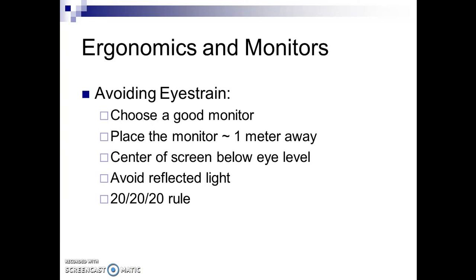So speaking of eyesight, let's talk a little bit about ergonomics before we finish up. In order to avoid eye strain, it's a good idea to choose a good monitor. Make sure to place the monitor around 1 meter away from your face. Keep the center of the screen a little bit below the eye level, and try to arrange curtains and such so that you can avoid reflected light. And remember the 20-20-20 rule. So every 20 minutes, look at least 20 feet away for at least 20 seconds.